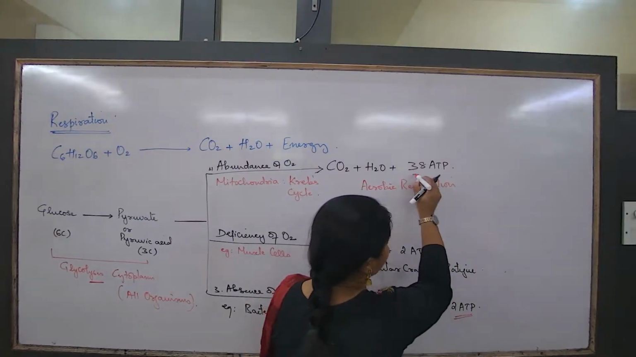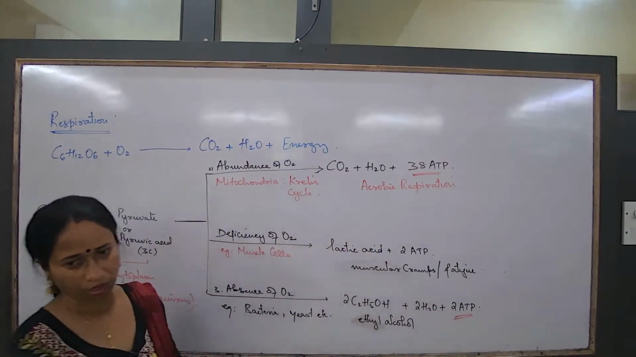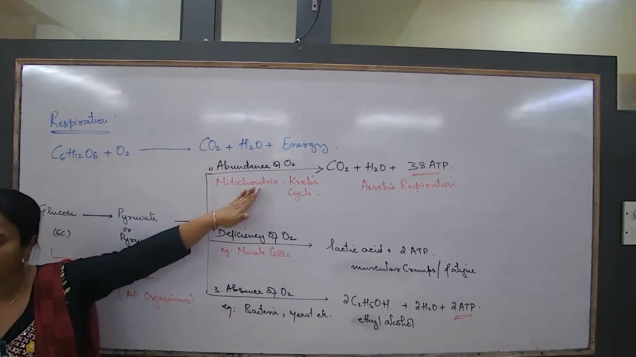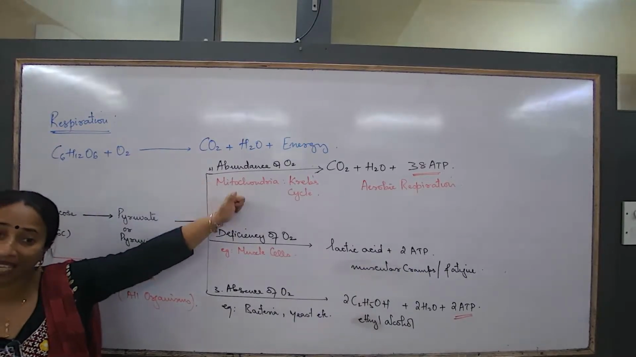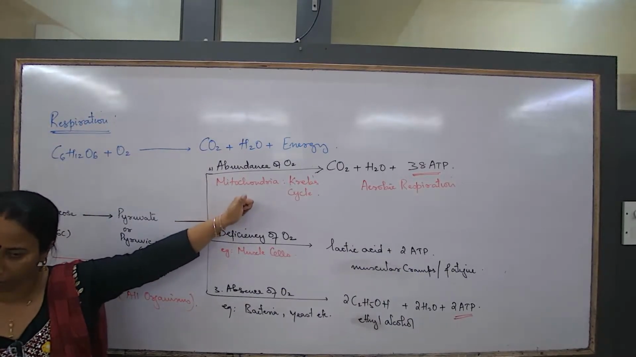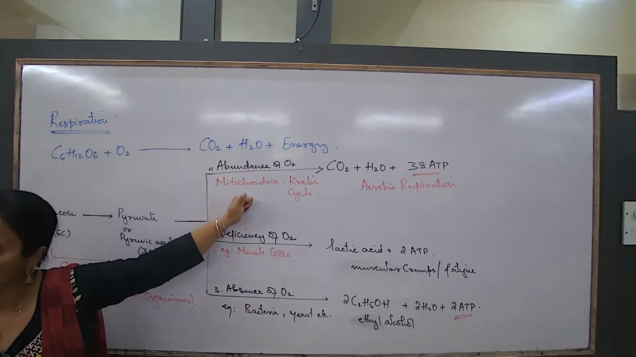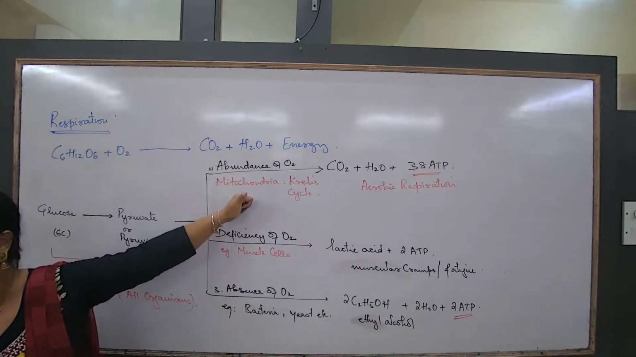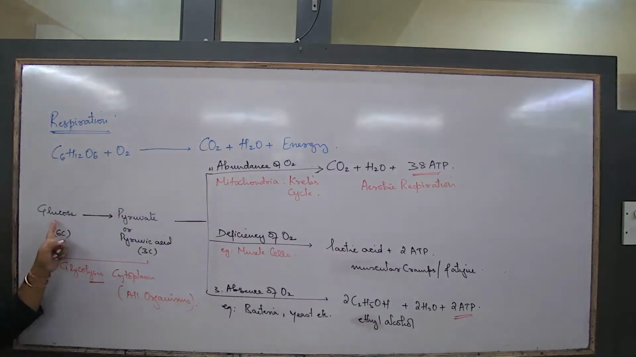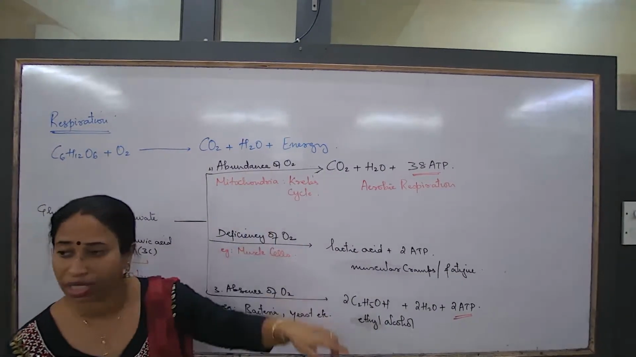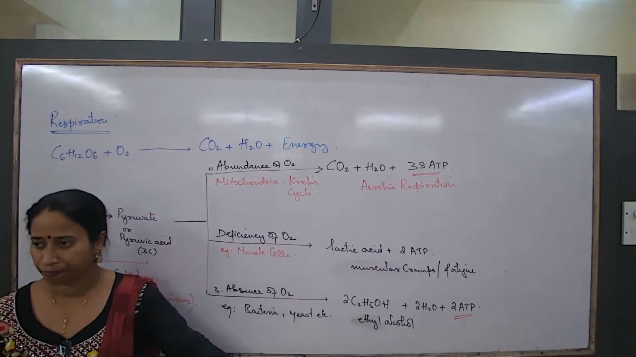Look into the difference now. Here, this was a process where the glucose is completely broken down. Why? Because the cells have oxygen. Because the cells have mitochondria. The process is very, very efficient. From 1 molecule of glucose, how many molecules of energy do we get? 38 molecules of energy we get.